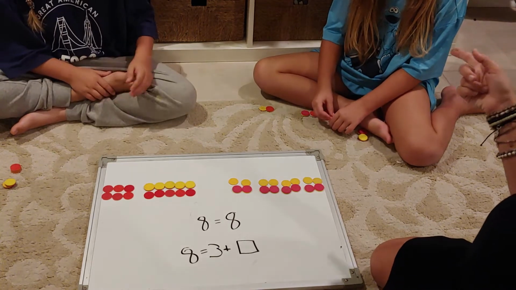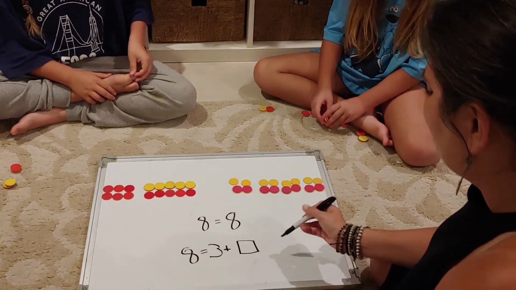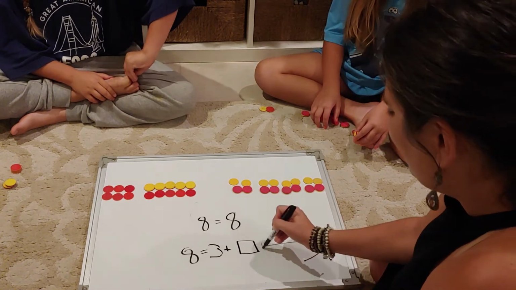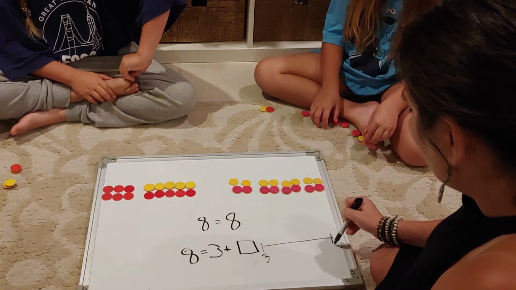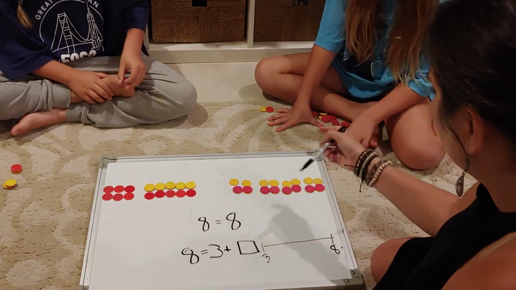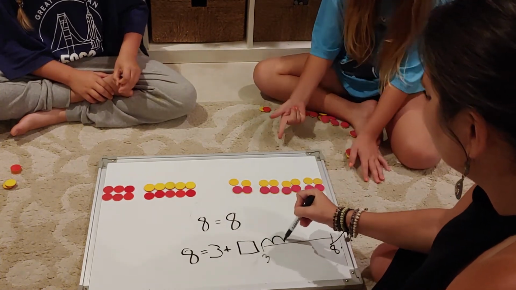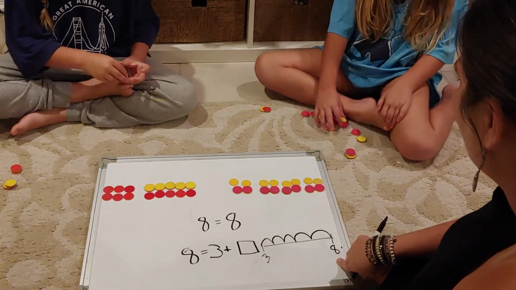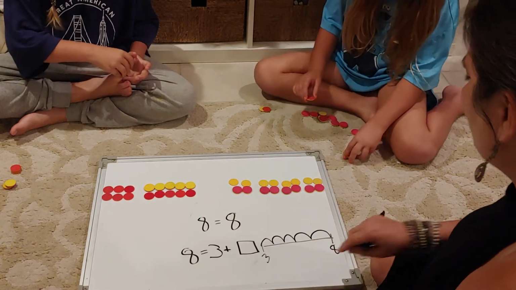What did you just do? I noticed you did something on your fingers. Can you tell me what you just did? I added some. Where did you start? 3 and then went to 8. Can you show me, I saw you do it on your fingers. Say it out loud for me. 3, 4, 5, 6, 7, 8. You counted on. You knew you had 3 and you counted on until you got to 8.